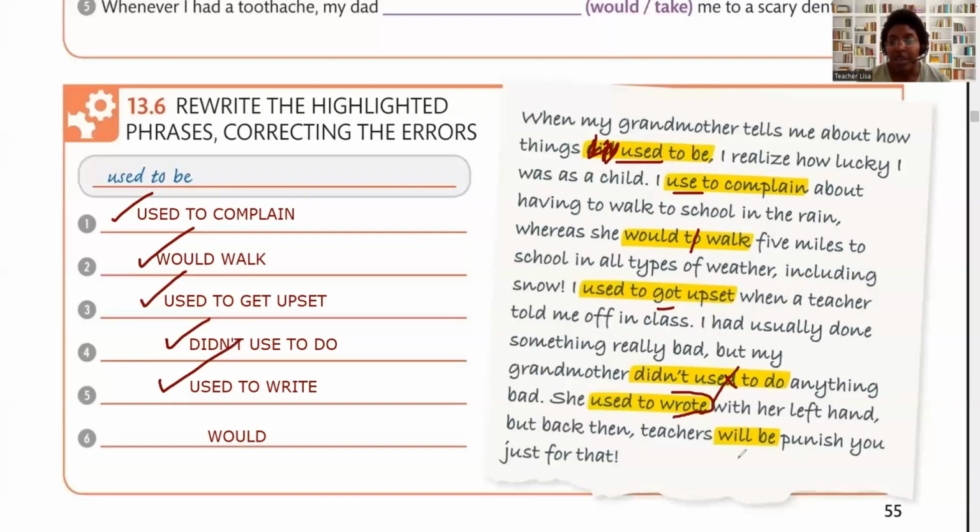And then we say would, not will. We always say would when we talk about past habits, we don't say will. So we simply have would. So hopefully you did great.